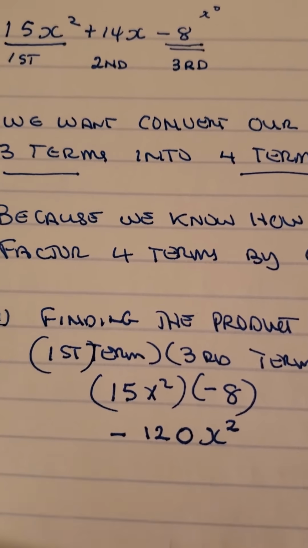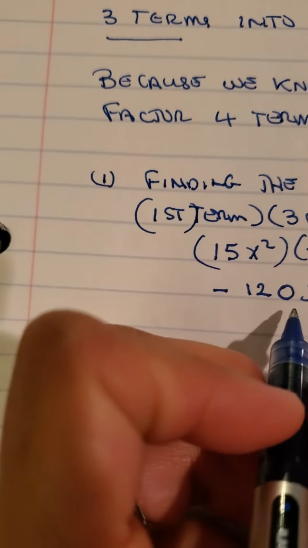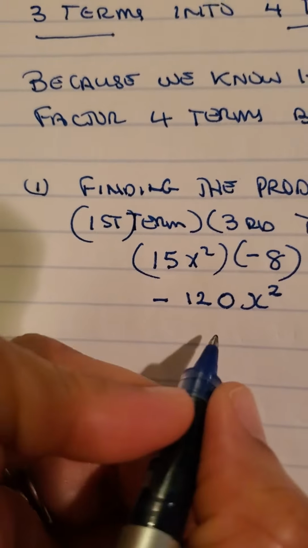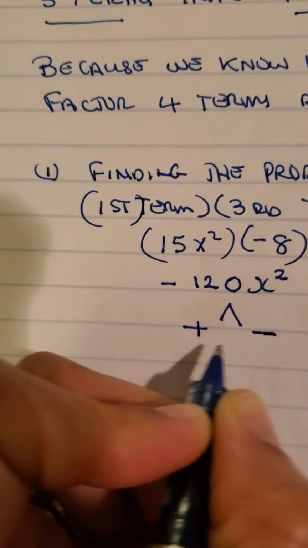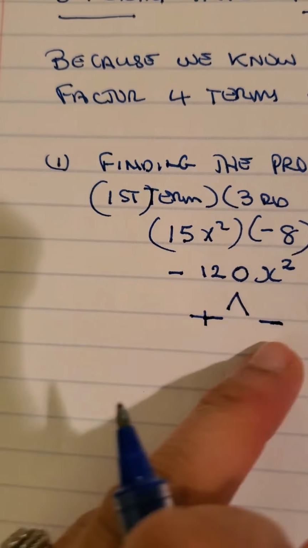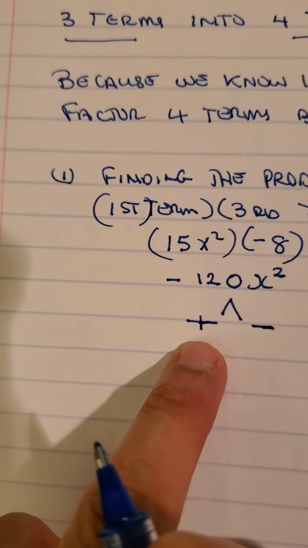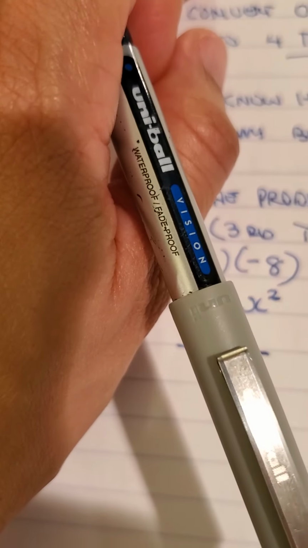So here we go. We have 15x squared times negative 8, which is negative 120. So here we have a negative product. That means one of my factors is positive and the other is negative, because when you multiply unlike signs, you get a negative product. But in this case, we need to subtract to find our middle term.